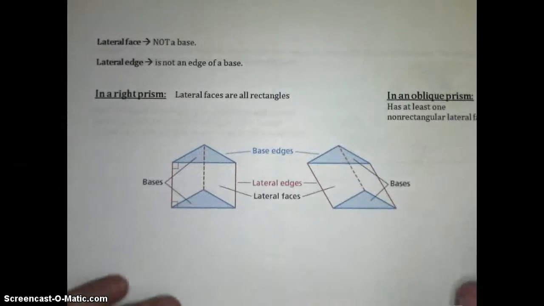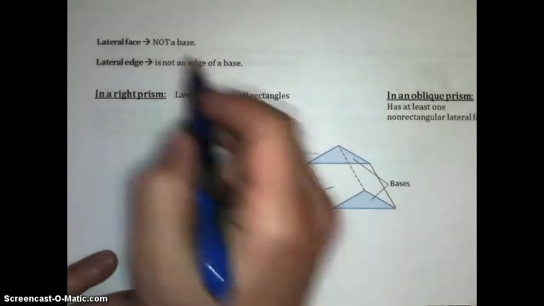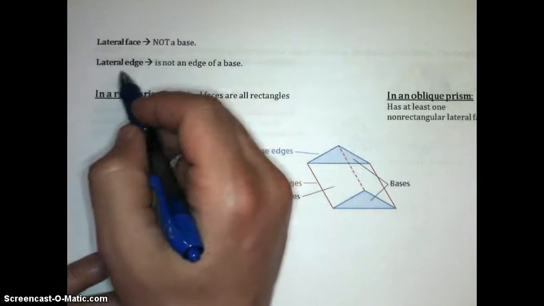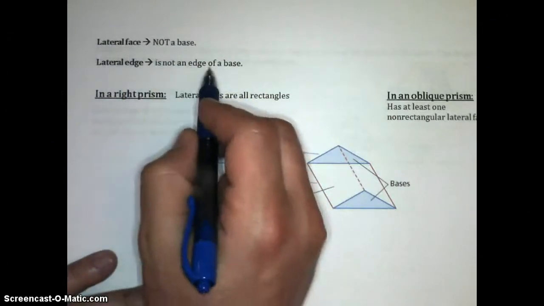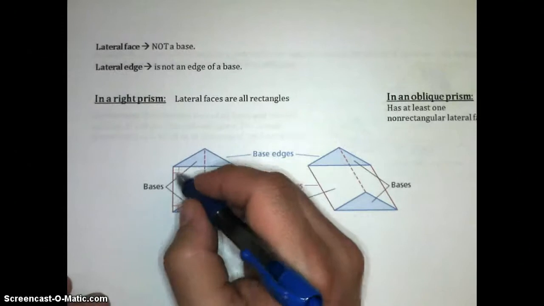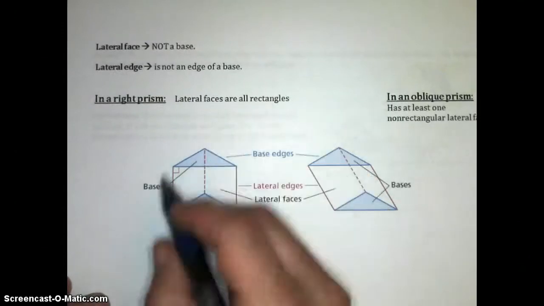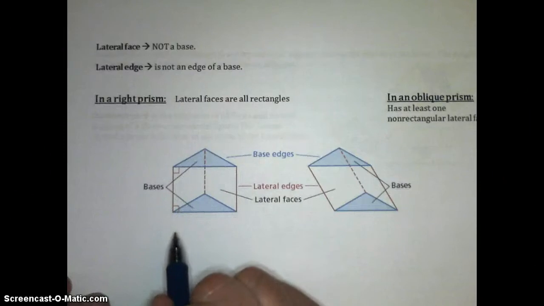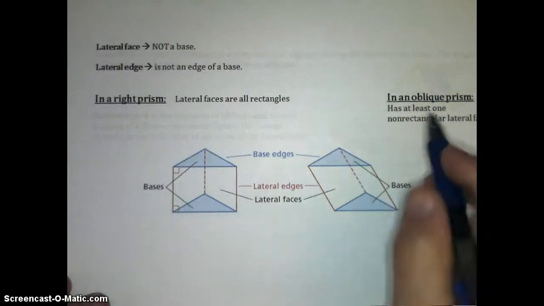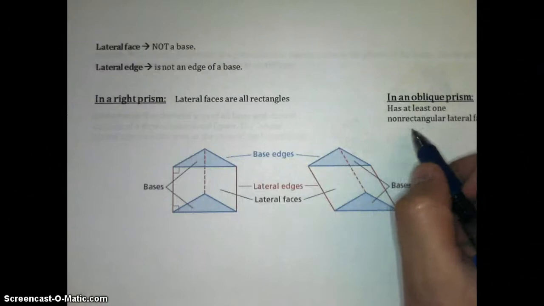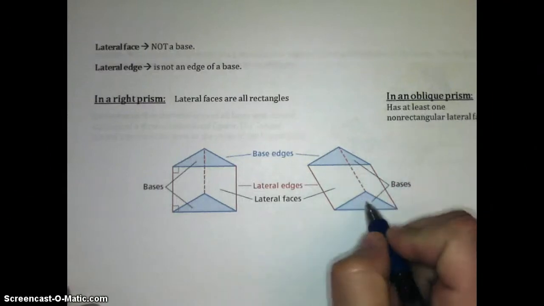In this lesson, we cover some different vocabulary terms. In a prism, the lateral face is any face that is not a base. Lateral edge is any edge that is not an edge of a base. So in a right prism, the lateral faces are all rectangles because the lateral edges are perpendicular to the bases. An oblique prism has at least one non-rectangular lateral face. That's whenever we've taken it and shifted it one direction or the other.